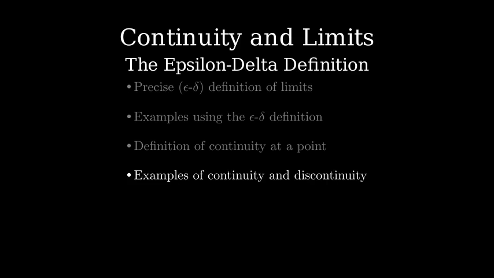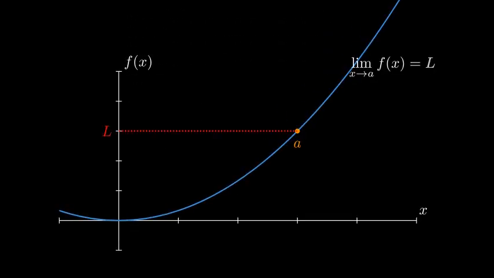Before diving into the precise definition, let's understand limits intuitively. Consider a function f of x. The limit of f of x as x approaches a equals L means that as x gets closer and closer to a, the function values f of x get closer and closer to L. Importantly, the limit is about the behavior of the function near the point a, not at the point itself. We are looking at what happens as x approaches, but x is not equal to a.